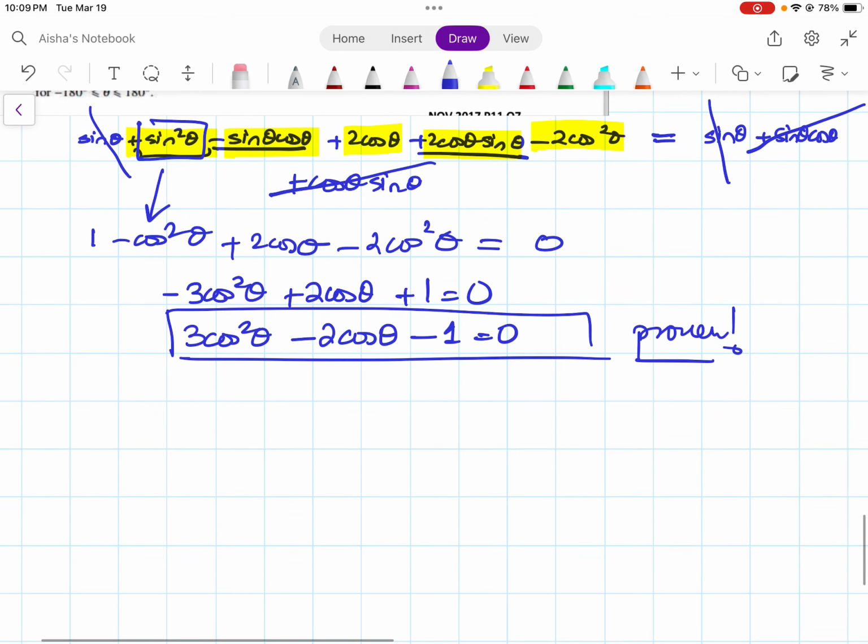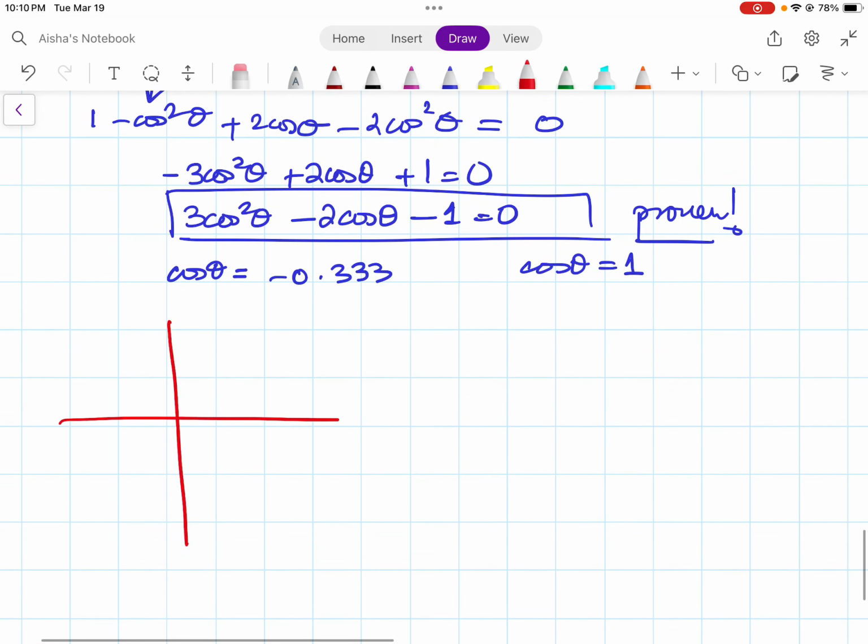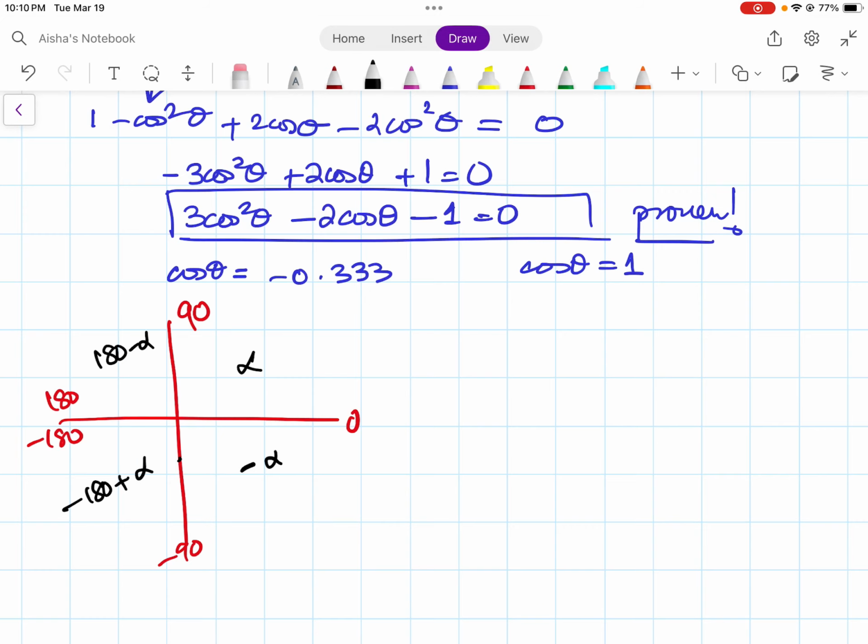Now hence solve. Solution means you first need to solve this quadratic equation. So it will become 3 minus 2 minus 1. So cos theta is equal to minus 0.333. Then cos theta is equal to 1. Now the angles that you have to find are from minus 180 to 180. So if you look at this, minus 180, minus 90, 0, 90, and then 180. This is alpha, 180 minus alpha, minus 180 plus alpha.